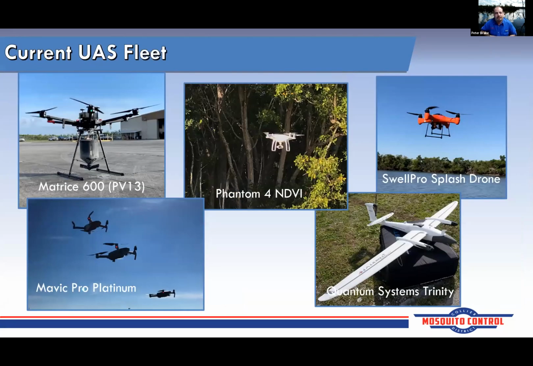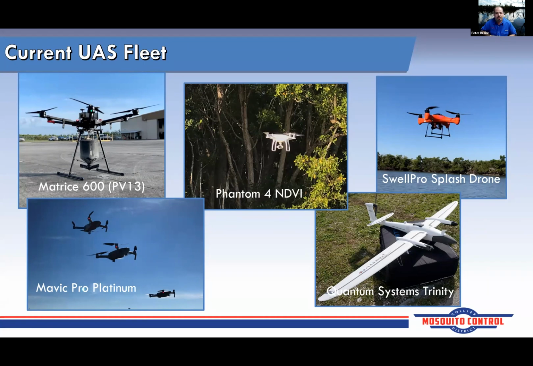But our current fleet for drones, we have a very diverse fleet of drones, with each one completing a very unique task. We have one Mitsu 600, or PD-13. That's an application drone that can carry 13 pounds of material. The Phantom 4 NDVI has a camera filter, and that red filter is used for mapping of areas that we need to get a true NDVI. I'll explain it a little bit more later on.